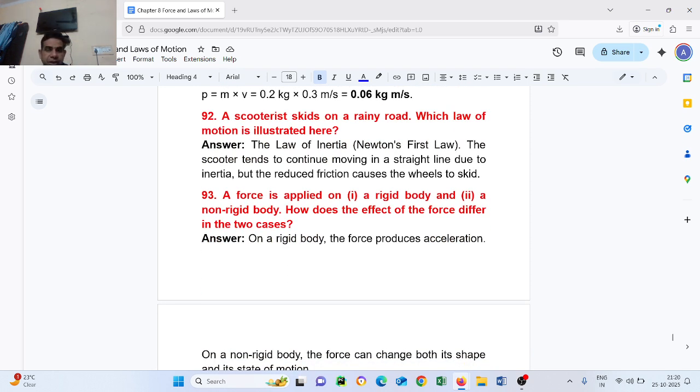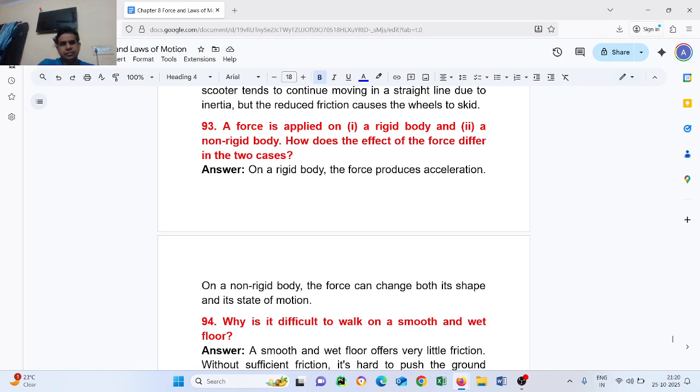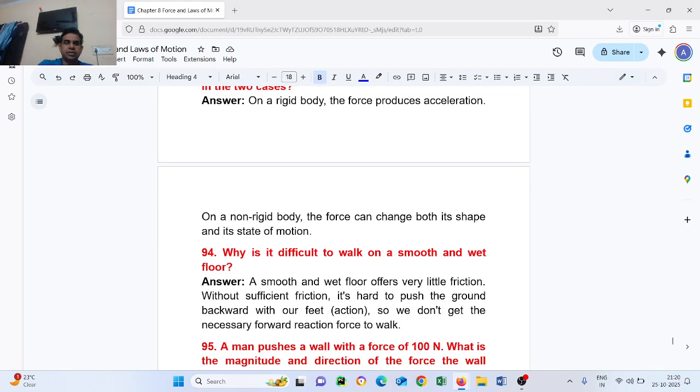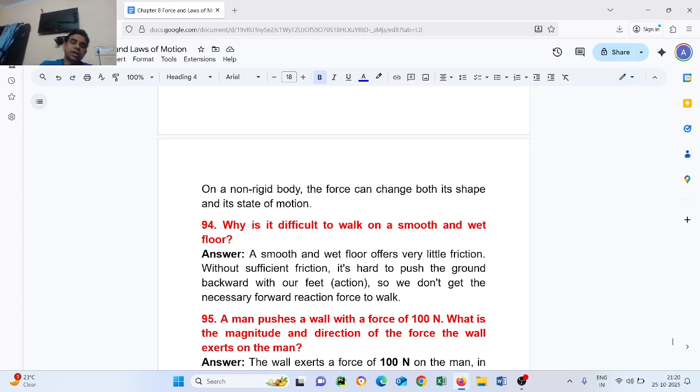Question number 93. A force is applied on a rigid body and on a non-rigid body. How does the effect of the force differ in the two cases? On a rigid body, force produces acceleration. On a non-rigid body, the force can change both its shape and its state of motion.